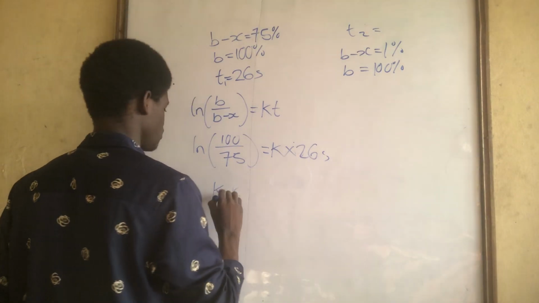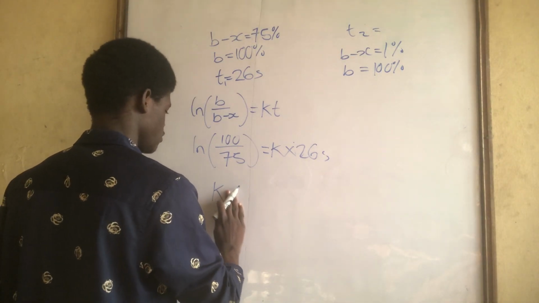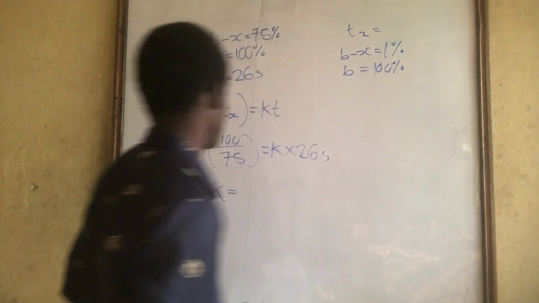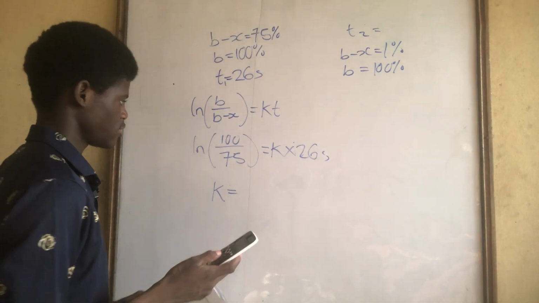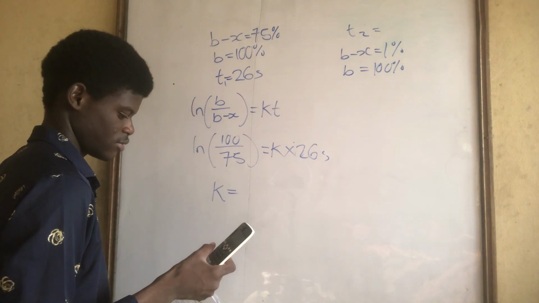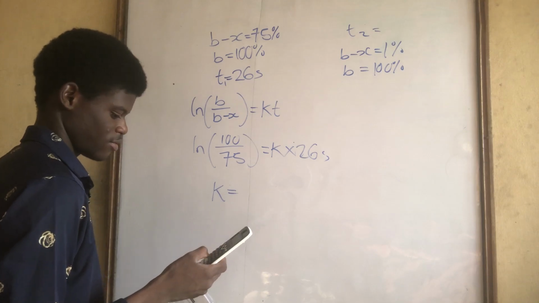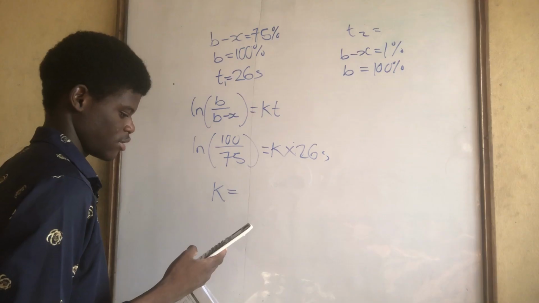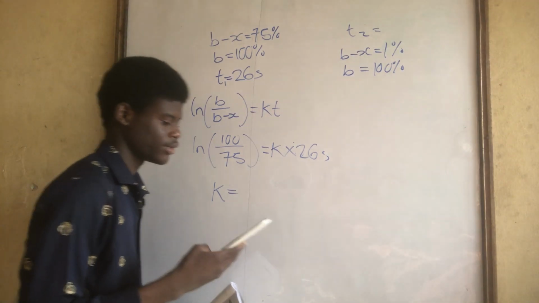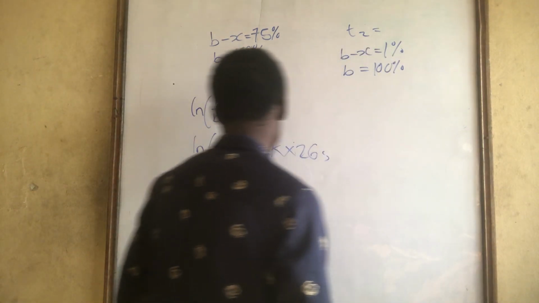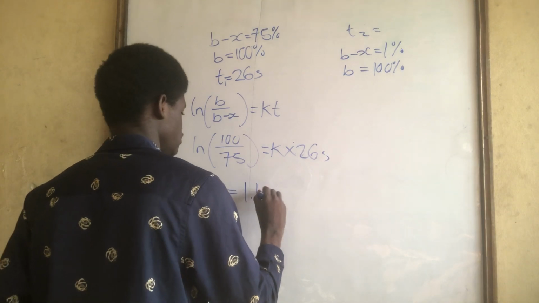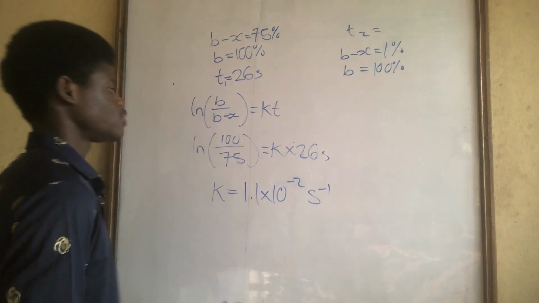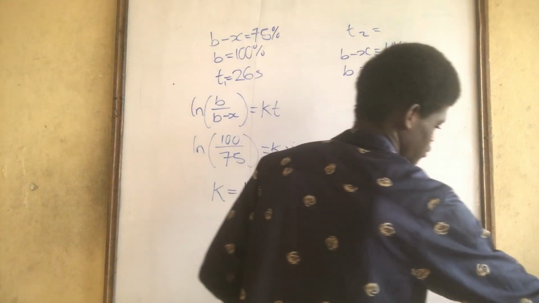So let's solve for K. ln 100 over 75, all divided by 26 seconds. And that will give you 0.011. Let's just say 1.1 times 10 to the power minus 2 per second, right? So we've gotten our rate constant.